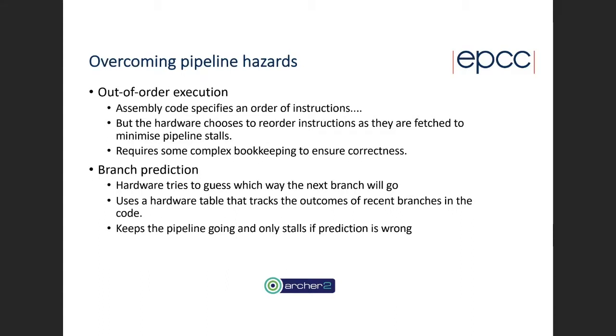So the hardware tries to do a lot of work under the hood to prevent these bad things from happening. There are a couple of things going on that you really can't see. The first of these is out of order execution. When you compile your code into assembly code, that effectively specifies an order in which your instructions are supposed to be executed, or at least if you execute them in that order, then you have a correct program. But the hardware itself may choose to reorder those instructions as they are fetched from the instruction cache to try to minimize pipeline stalls. This requires quite a lot of complicated bookkeeping to make sure that correctness is maintained. None of this reordering can affect the result of the program.